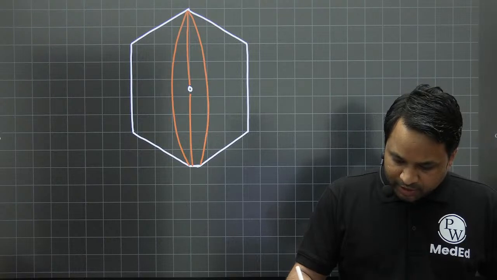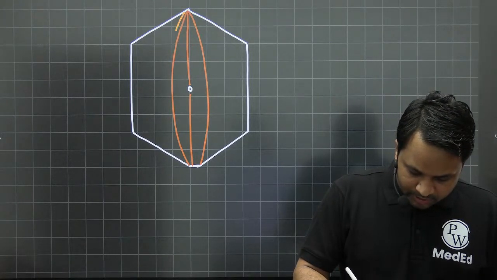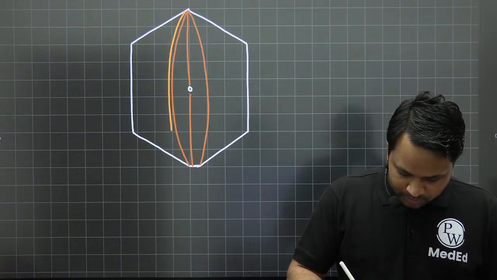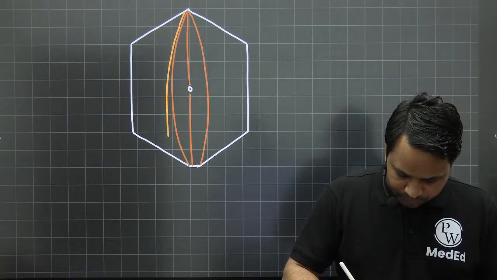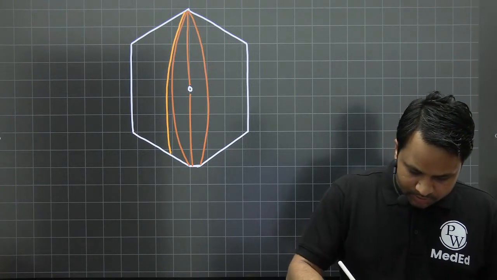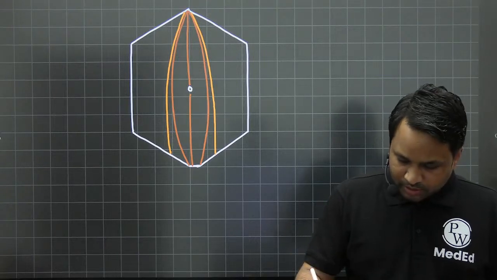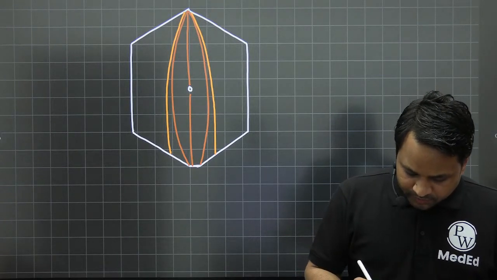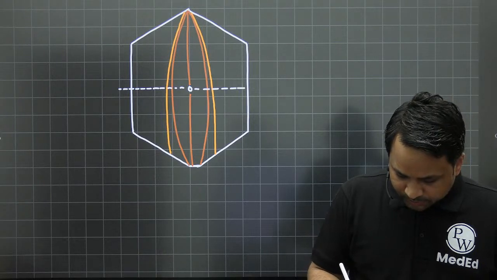Then you have the lateral abdominal wall muscles. So let's say this happens to be the lateral abdominal wall muscles, which are going like this. It's going to go like this. So this is the line which is going to depict the umbilical line. So this is the umbilicus, right?